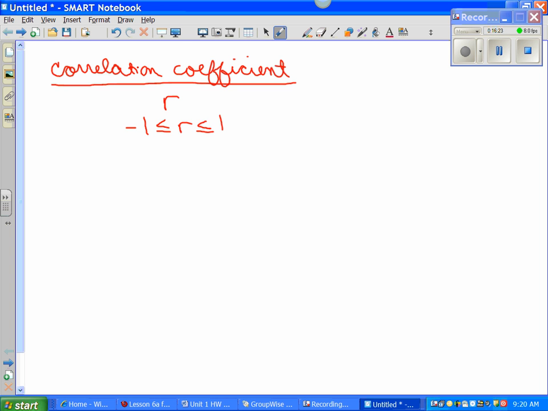Okay, so let's see what that looks like. I'm going to draw a couple pictures here. All right, now, strong or weak? Strong. Positive or negative? Correlation coefficient is going to be about 1. And really, I should say approximately, because we don't know that it's perfect.